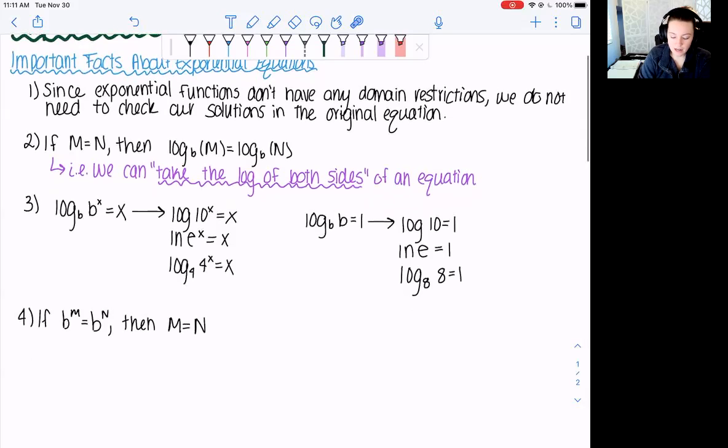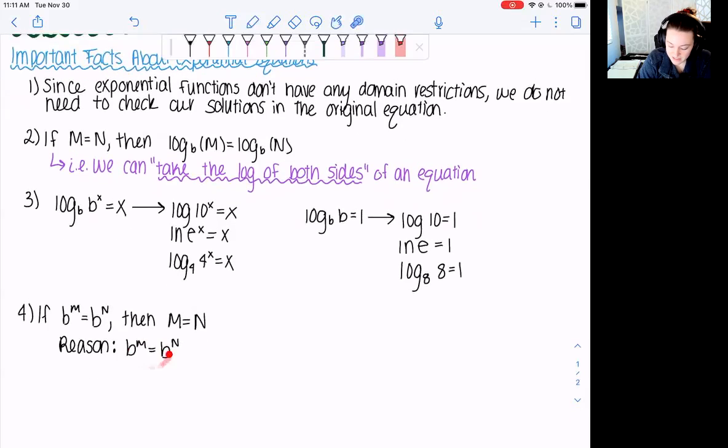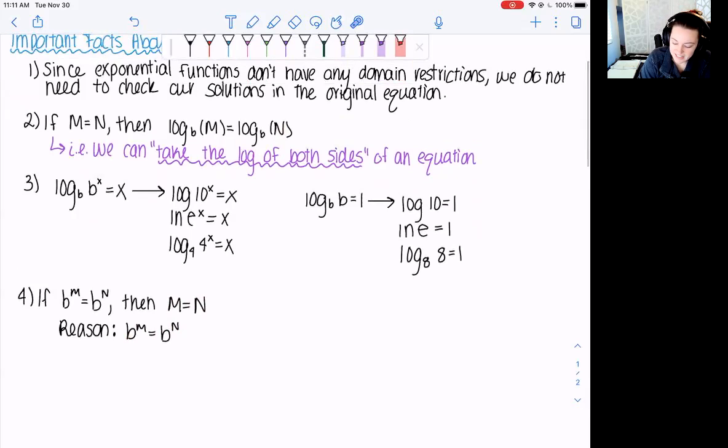Now, I want to give reasoning for this because I think the reasoning fits in very well with the tools we're going to be using today for solving equations anyway. But imagine you have b to the m equals b to the n. If I wanted to prove that if b to the m equals b to the n, then m has to be n, I could start with this equation, and then I got this rule that said I can take the log of both sides. So I'm going to take the log base b of both sides of this equation.